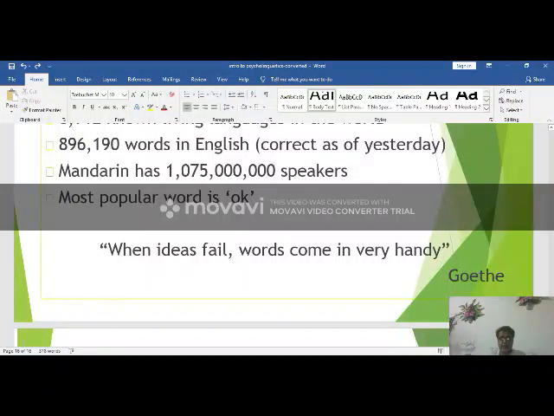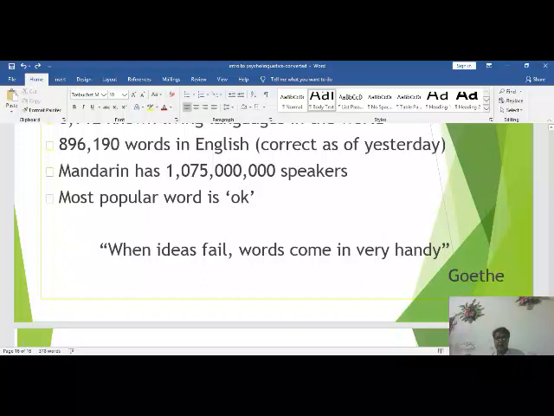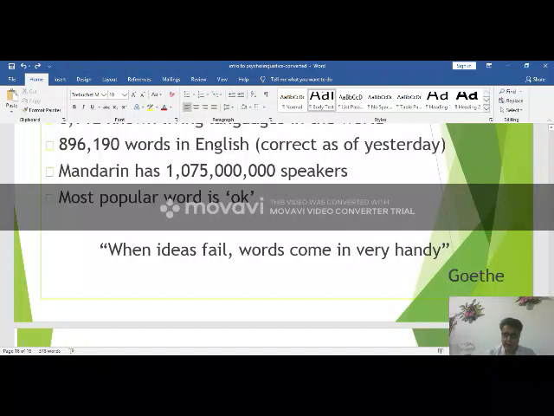Goethe says that when ideas fail, words come in very handy. So this was something initially on the concept of linguistics.